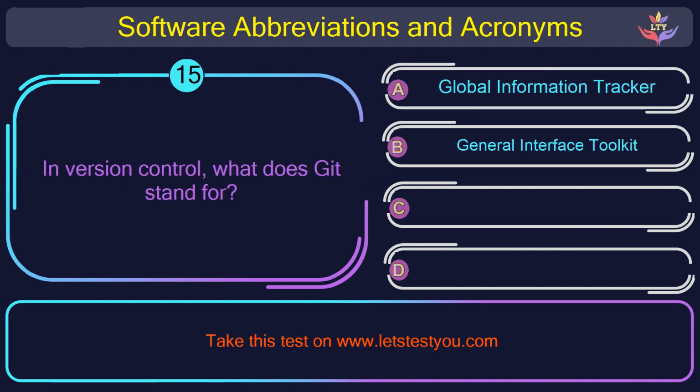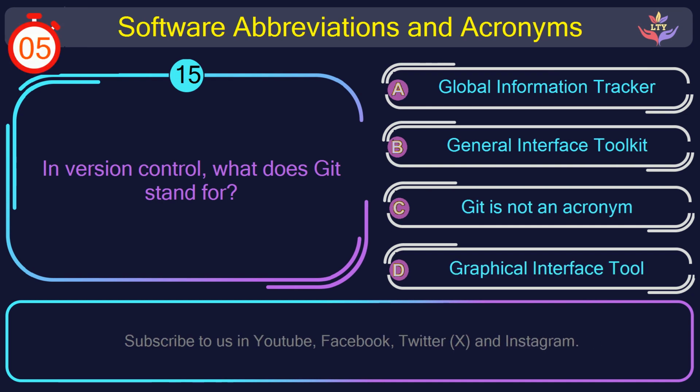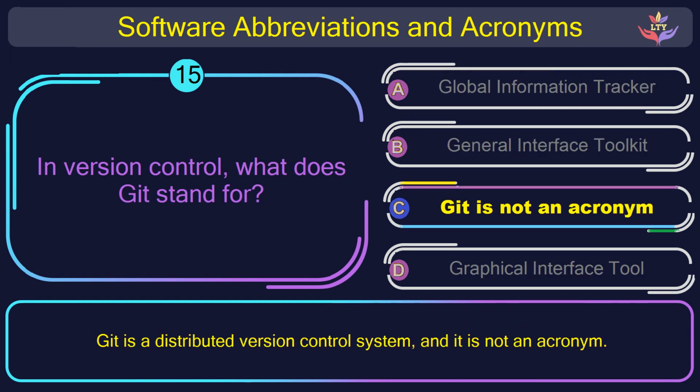Question number 15. In version control, what does Git stand for? The correct answer is option C. Git is not an acronym. Git is a distributed version control system, and it is not an acronym.